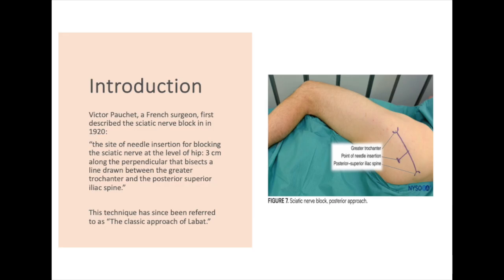Firstly, for the introduction, sciatic nerve block was first described in 1920 by a French surgeon, Dr. Victor. He described the site of needle insertion for blocking the sciatic nerve at the level of the hip, 3 cm along the perpendicular that bisects the line drawn between the greater trochanter and the posterior superior iliac spine. This technique has been referred to as the classic approach of Labat.